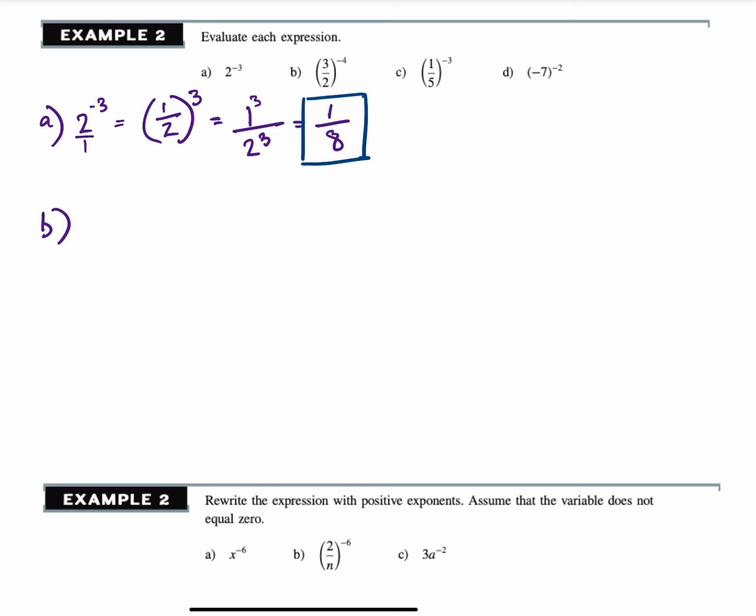Part B, we have 3 halves to the negative 4 power. So the negative exponent will flip the fraction. This becomes 2/3 to the positive 4th power. So we can write that as 2 to the 4th power over 3 to the 4th power. 2 to the 4th power is 16. 3 to the 4th power is 81.